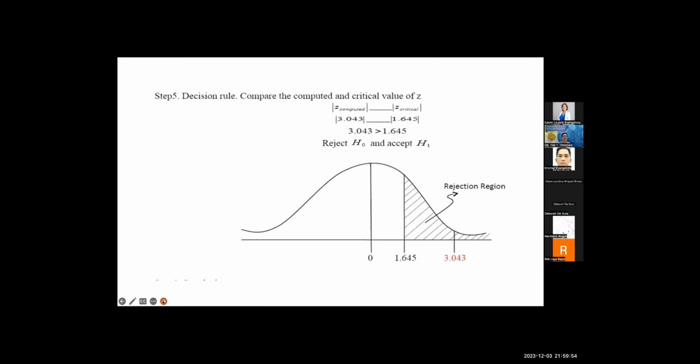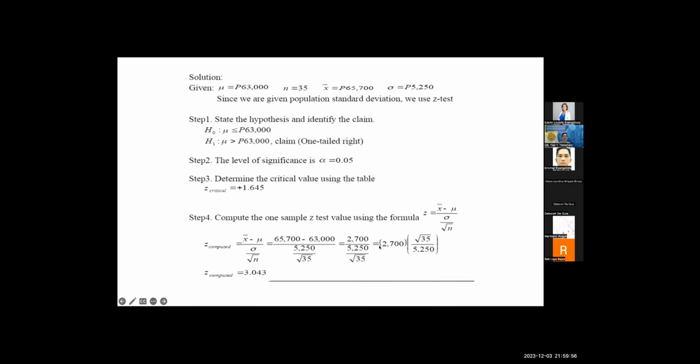Okay, ayon. And then we need to define the null and the alternative hypothesis also. So we have the given values already. Then state the null and the alternative hypothesis. The null here is that the mean average is less than 63. And then the alternative hypothesis is the mean is greater than 63. So we are actually having the one-tailed test here also.